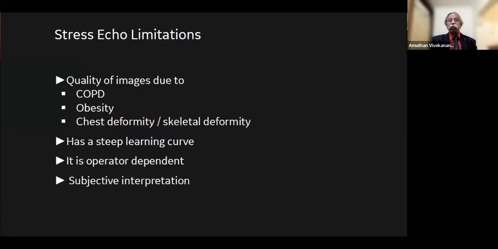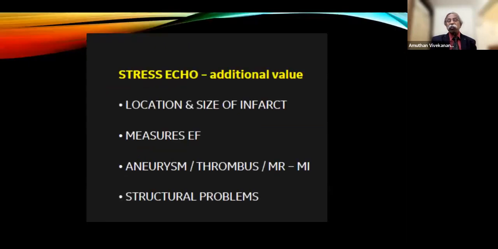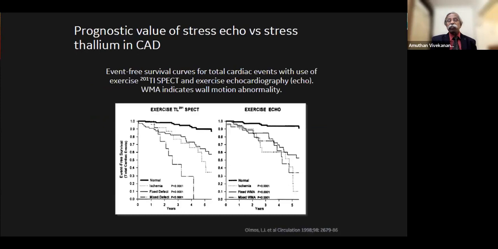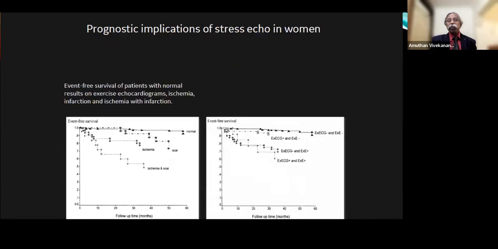Limitations are in patients with COPD, obesity, where you don't have a good window, and chest wall deformity. Another problem is a steep learning curve. It may be easy in the hands of an expert, but for a novice, you have to get the views within seconds of the treadmill, before treadmill and after treadmill. So it's operator dependent. That is the most important point. And the prognostic value of stress echo is comparable to stress thallium, and it is comparable in women also.